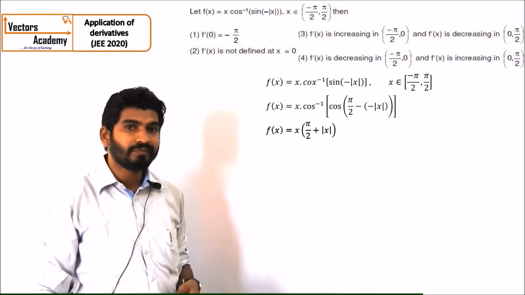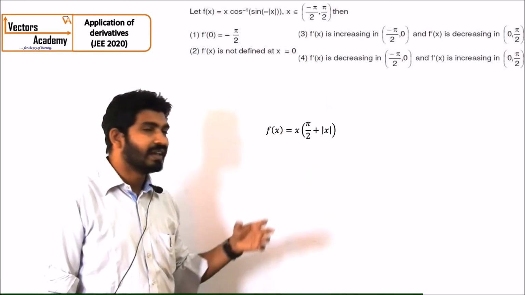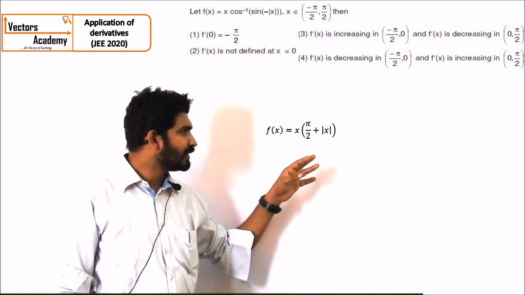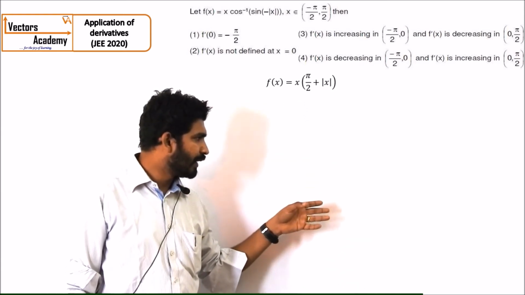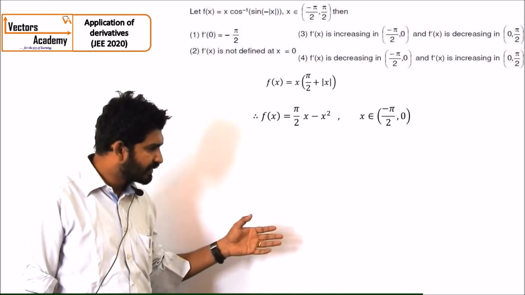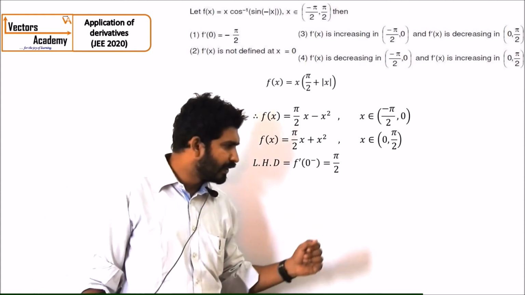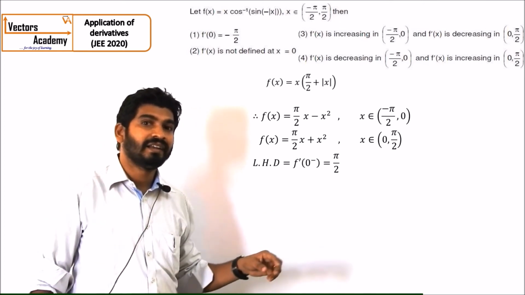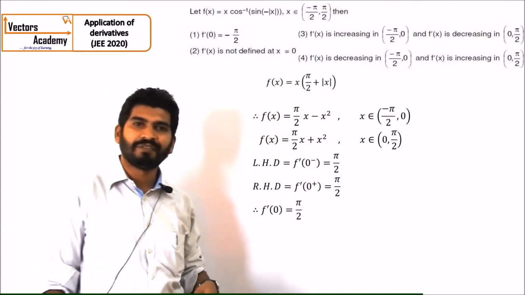Now, I need to find the left hand as well as the right hand derivative of this function. For the left hand derivative, the function will be pi by 2 x minus x square, and for the right hand derivative, it will be pi by 2 x plus x square. If I differentiate it and substitute the value of x as 0, I can see both the derivatives come out to be pi by 2. So, the derivative exists and it is equal to pi by 2. So, both the options, the first and the second, are definitely wrong.